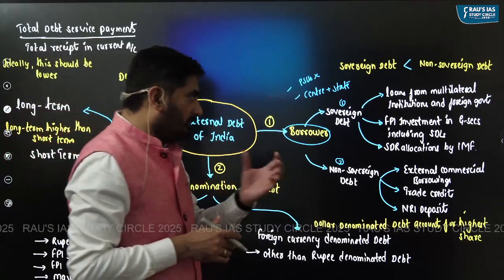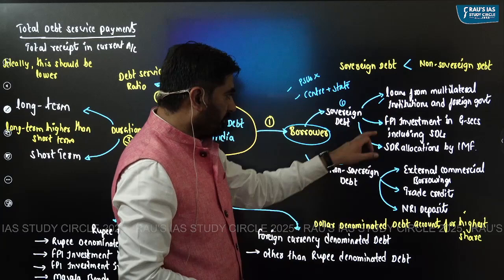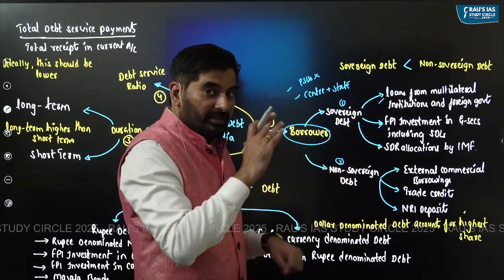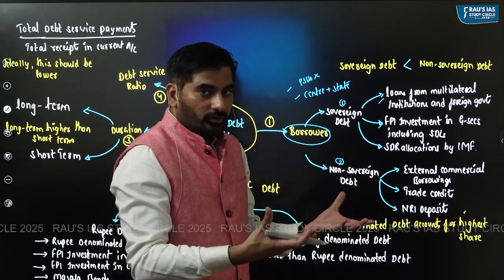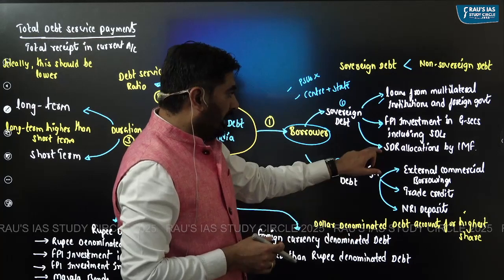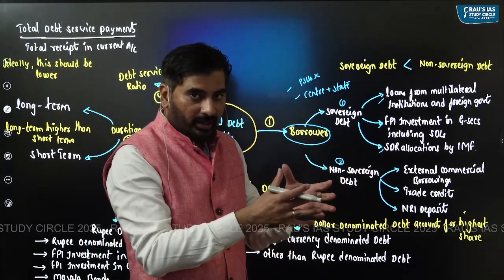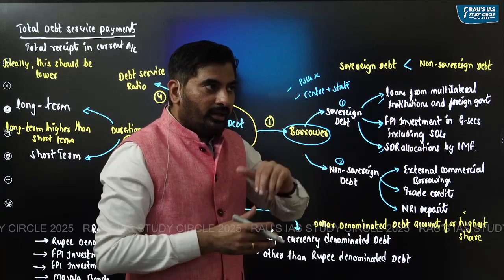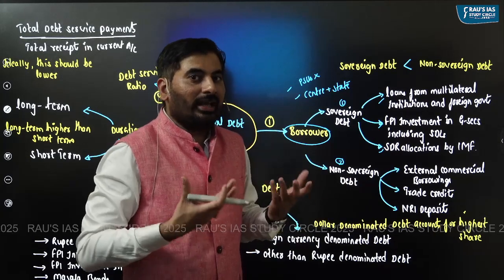What are these borrowings? Loans from multilateral institutions and foreign governments. FPI investment in government securities, including SDL. It is also sovereign debt because we owe money to foreign investors. SDR allocations by the IMF. If the IMF is allocating SDR, on these SDR we are required to pay interest. Understand that. So because we have to pay interest, it is our external debt.